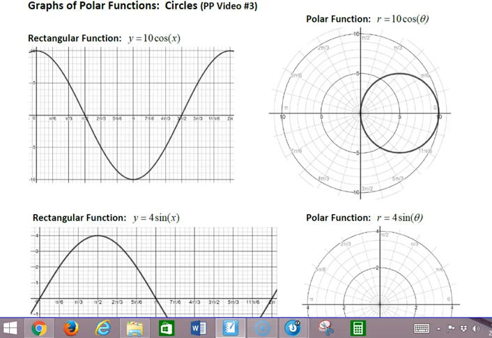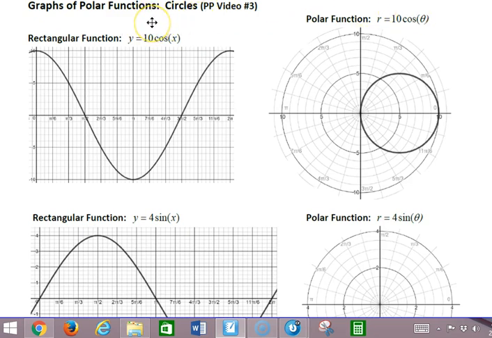Now we're going to look at circles in polar form and their corresponding rectangular functions. So here we have a polar function that makes a circle, r equals 10 cosine theta. This is the one we looked at in homework. Here's the rectangular function that has the same form, y equals 10 cosine theta.